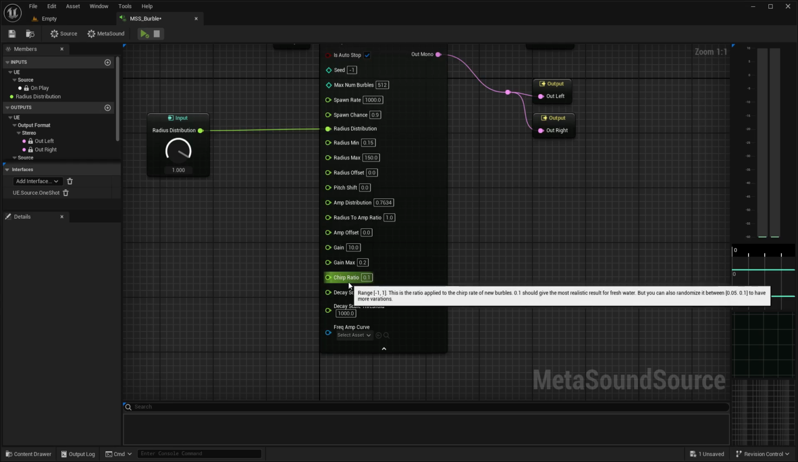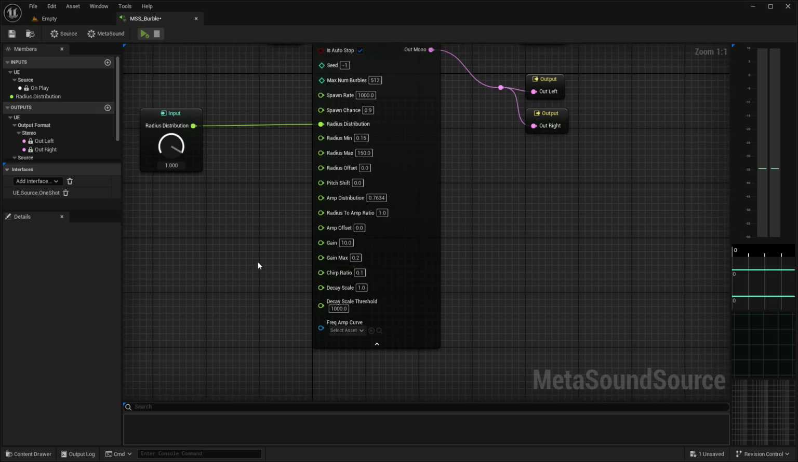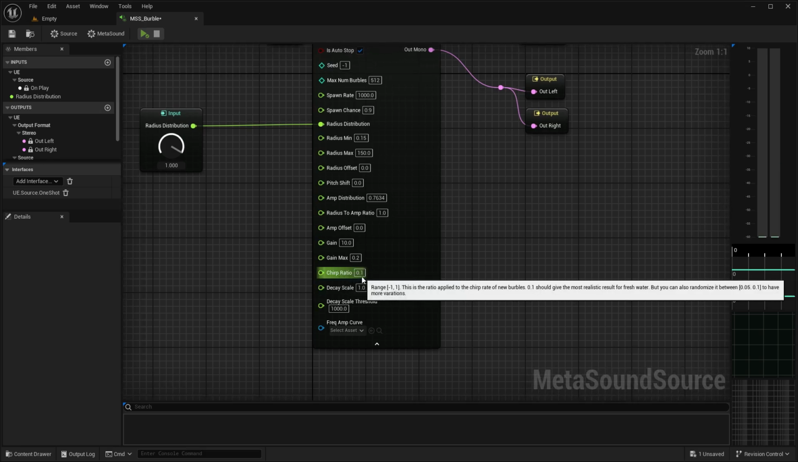The chirp ratio will determine how fast the frequency of a bubble is changed during its lifetime. If it's positive, the frequency of a bubble will increase over time. And if negative, the frequency of a bubble will decrease over time. The default value is 0.1 because it gives the most realistic results.